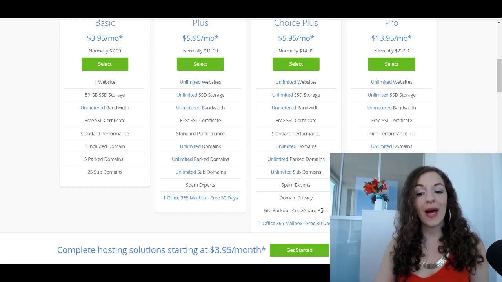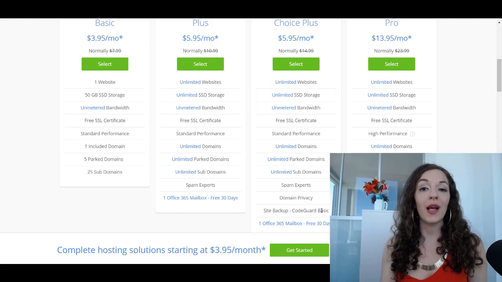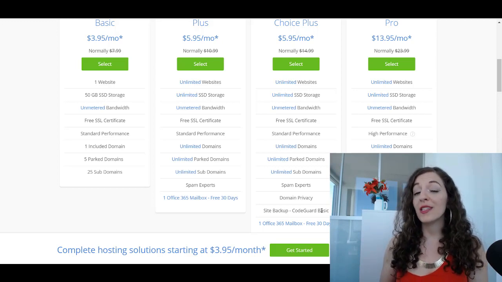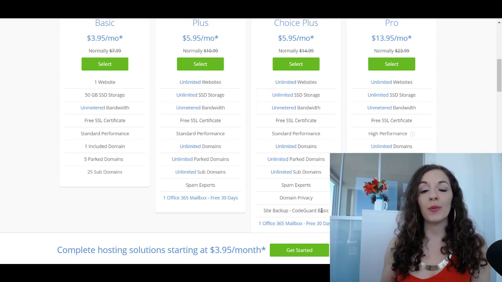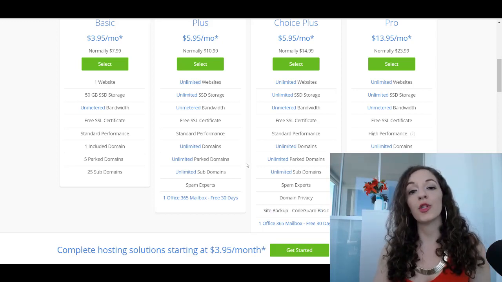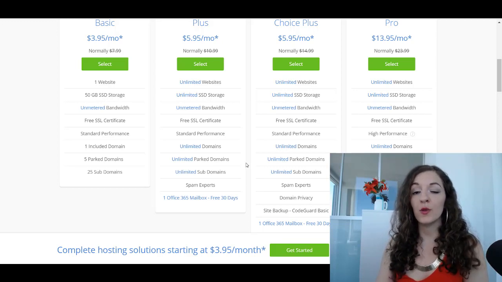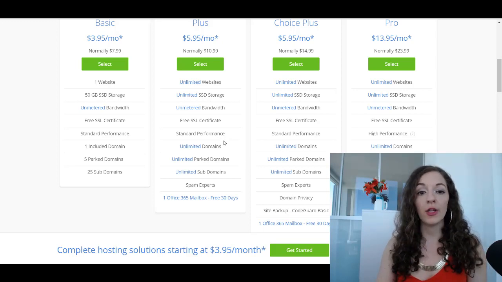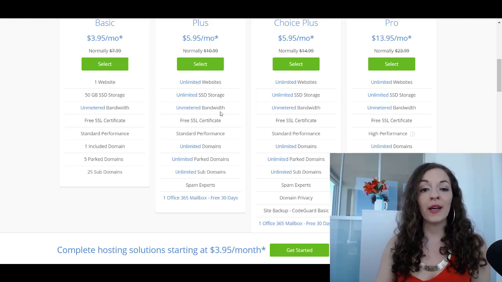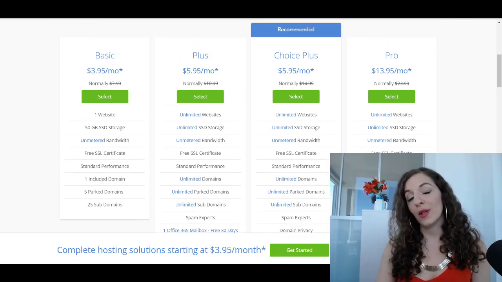They also have site backup included in this Choice Plus plan, and that's just an extra option to back up your site regularly. You should definitely have a backup plugin or program or tool that backs up your website for you. You don't need to go with this CodeGuard Basic. You can use another option, for example the plugin Backup Buddy, which you can just install on your website yourself and have it back up on a regular basis. So there are other options for backup. If you already have your own way of backing up your site, then you might not need that. So that's the only difference between the Plus and the Choice Plus.